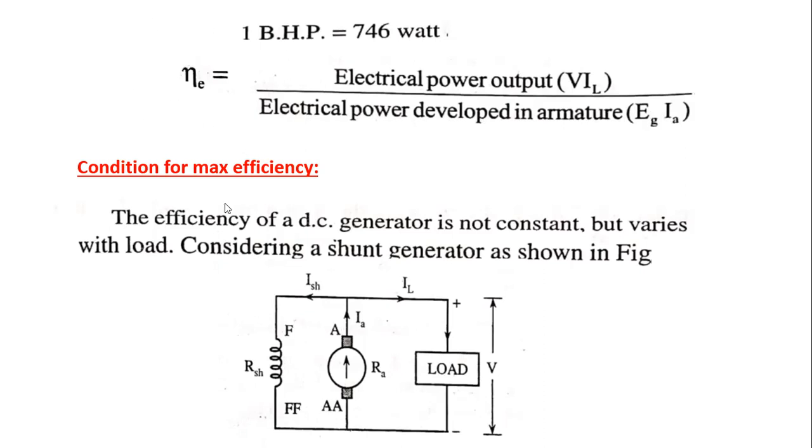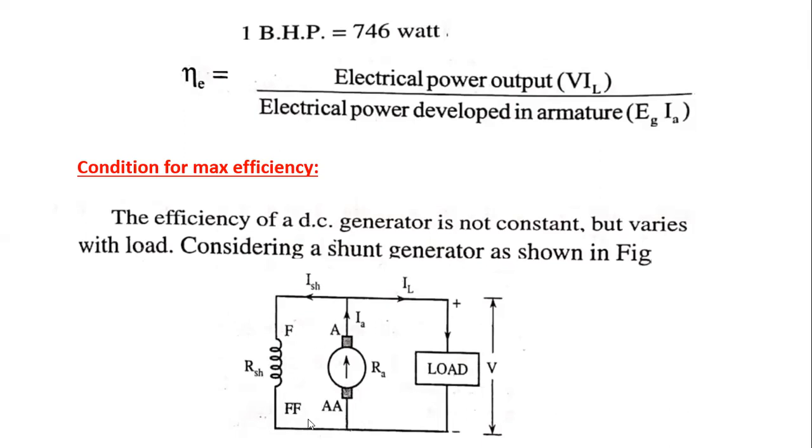Next, what is the condition for maximum efficiency? If you require the maximum efficiency, what is the condition for the DC generator? That will be derived. The efficiency of a DC generator is not constant. It will vary with the load.